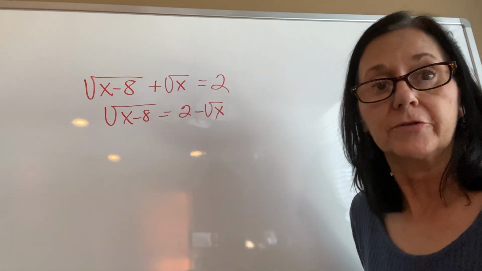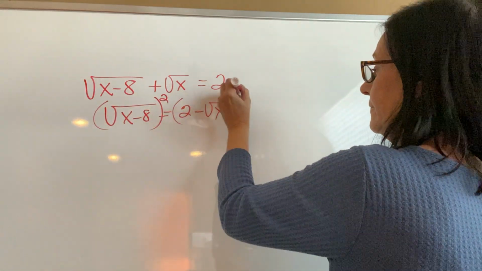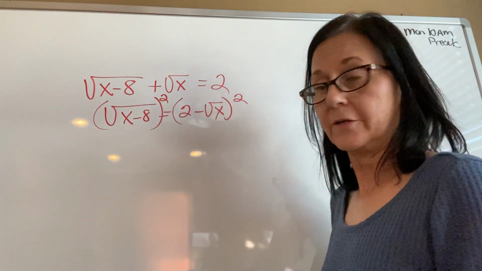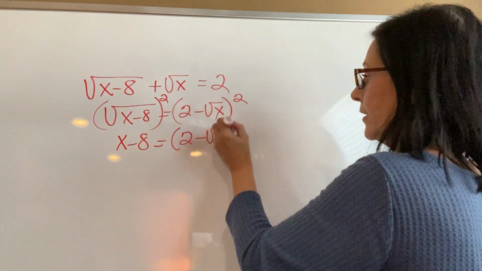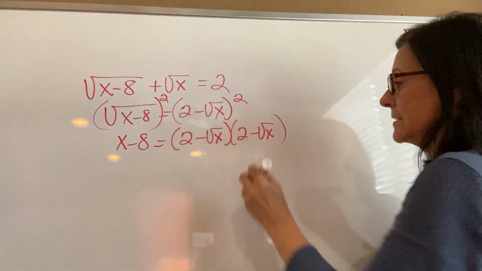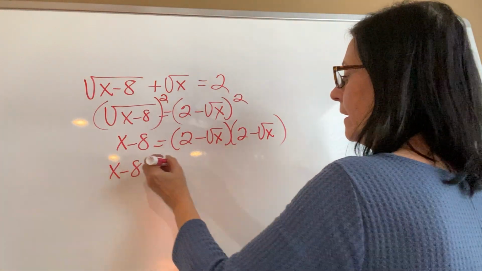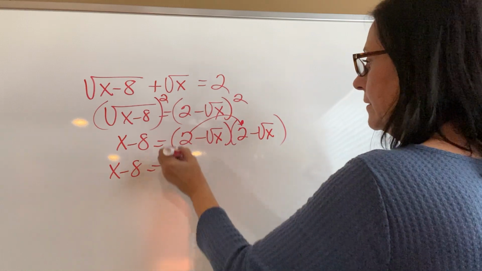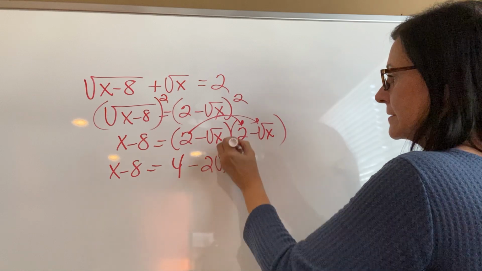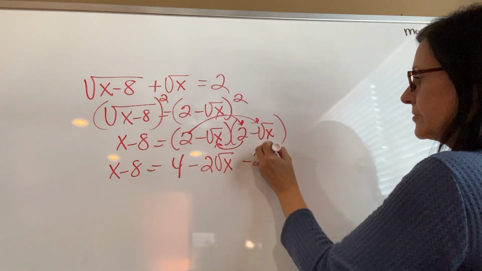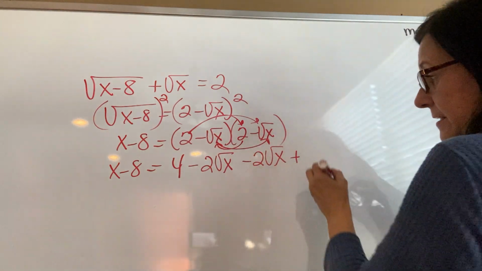Once I've isolated the larger of the two, I then square both sides. On the left-hand side, I'm just left with what's under the radical. It's x minus 8. On the right-hand side, it's that binomial times itself. And I will FOIL it. All right, 2 times 2 is 4. 2 times negative square root of x is minus 2 square root of x, minus another 2 square root of x. Negative times negative is a positive. Square root of x times square root of x is x.